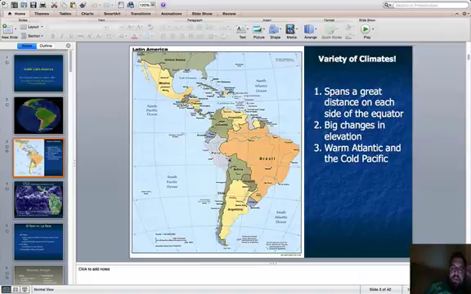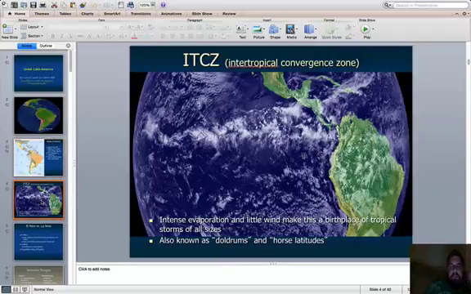And then, of course, the currents from the Atlantic and Pacific Oceans. So the Atlantic side is a warm ocean current, and the Pacific side is a cold current. So again, along the coast, even near the equator, you'll have a cooler climate due to the cooler current coming from the Pacific Ocean.